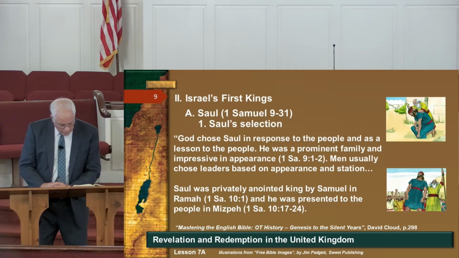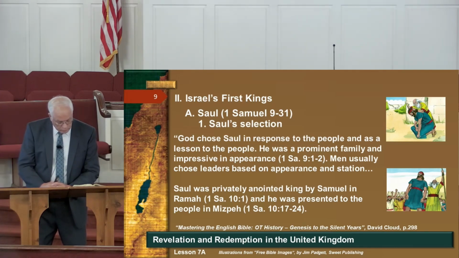And there is none like unto him among all the people. And the people shouted and said, God save the king. Then Samuel told the people the manner of the kingdom, and wrote it in a book, and laid it up before the Lord. And Samuel sent all the people away, every man to his house.